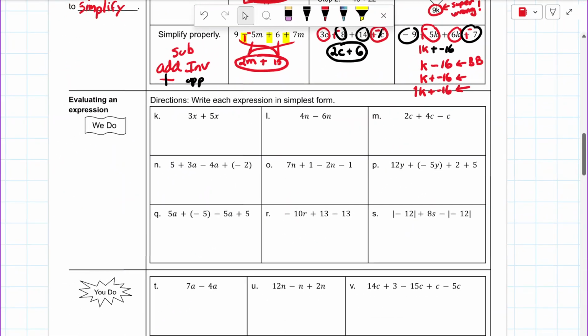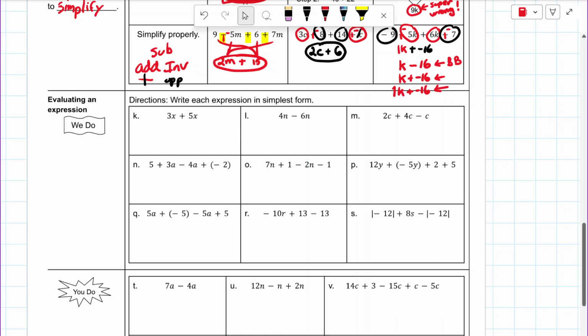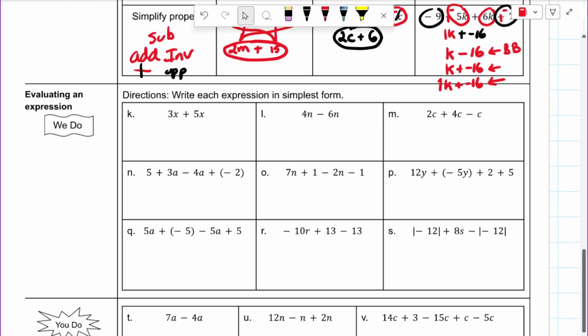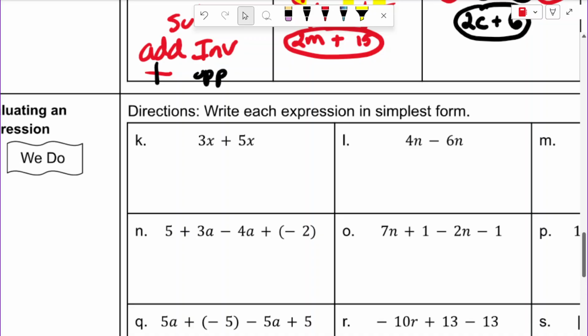All right, let's do some together, and then you're going to do them here at the end. Directions: write each expression in simplest form. So we'll start with k, and we can see we have two terms here, and these two terms are separated by an addition sign. They have the same variables, so we can combine them. They are like terms. That is 8x.